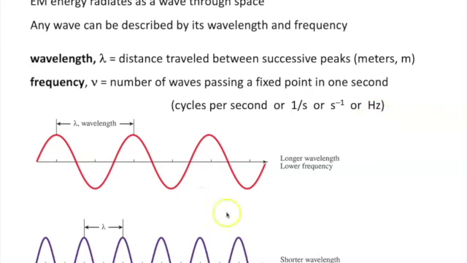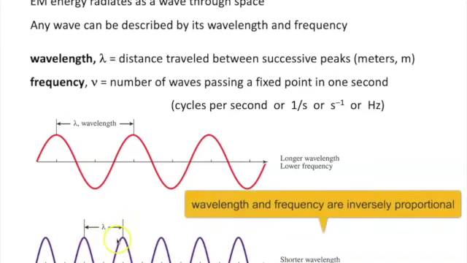So wavelength and frequency are inversely proportional. If one is high, the other is low. So you can see if you have a big distance, a high amount, or a long wavelength, you don't have very many of these waves passing through in 1 second. That's a high wavelength and a low frequency. If you have a wave like this, this is a low wavelength, a short wavelength, less distance between the peaks, and that means you have more of these waves passing through in 1 second. So low wavelength, higher frequency.